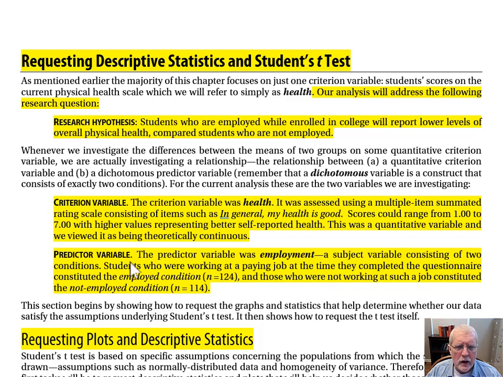The predictor variable in our analysis is employment. This is a subject variable consisting of 2 conditions. Subjects who were working at a paying job at the time they completed the questionnaire constituted our employed condition. Those who were not working at a job constituted the not employed condition.